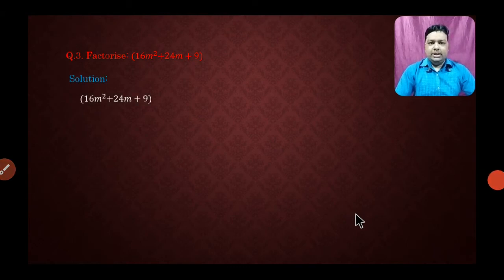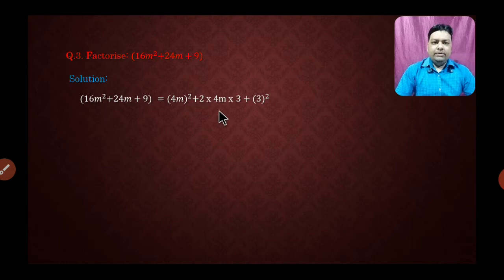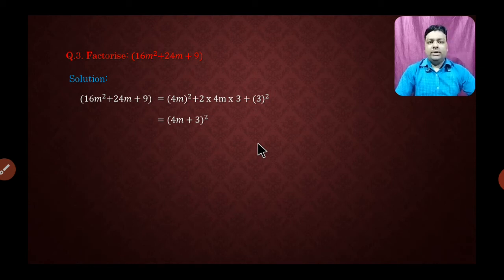So we can write the first term as (4m) whole square and the last term as 3 whole square. Now in between 2ab. So a will be 4m and b will be 3. So 2 into 4m into 3, it will be what? 24m. Matching it is. Okay. It means we can apply the formula (a + b) whole square. It means here a is 4m and b is 3. So we can write (4m + 3) whole square. Okay, students. So like this we can factorize.